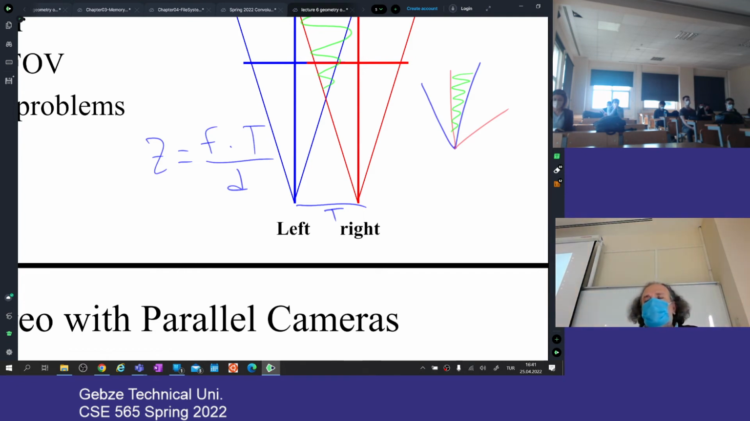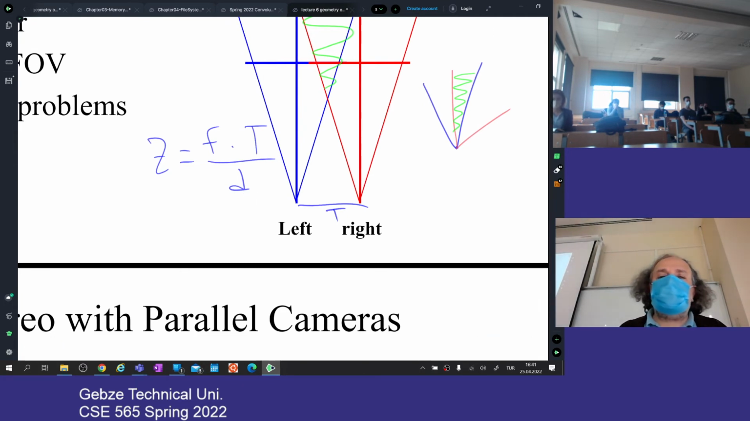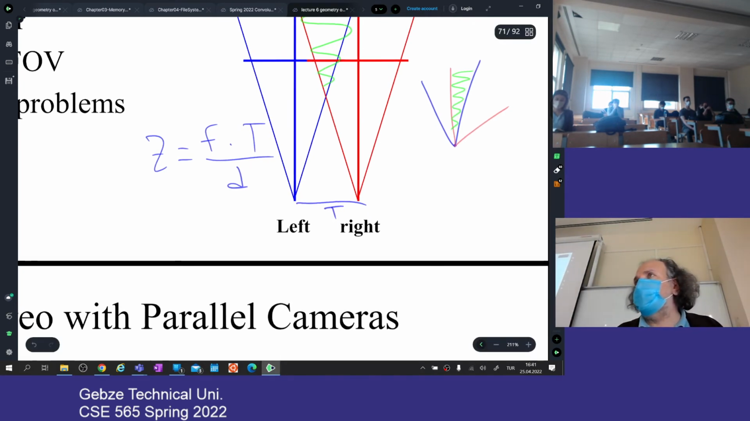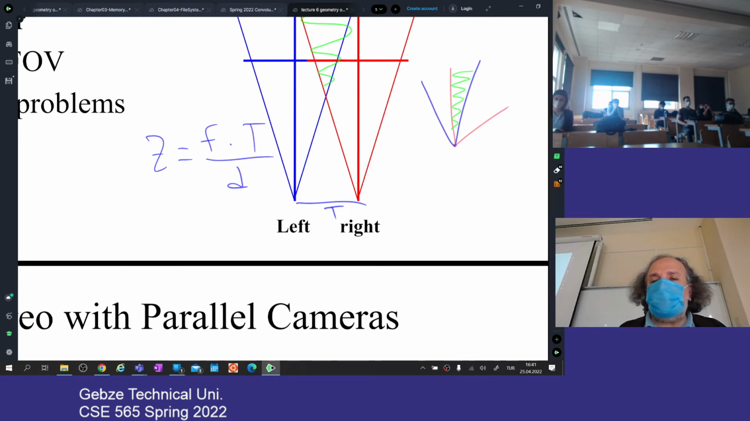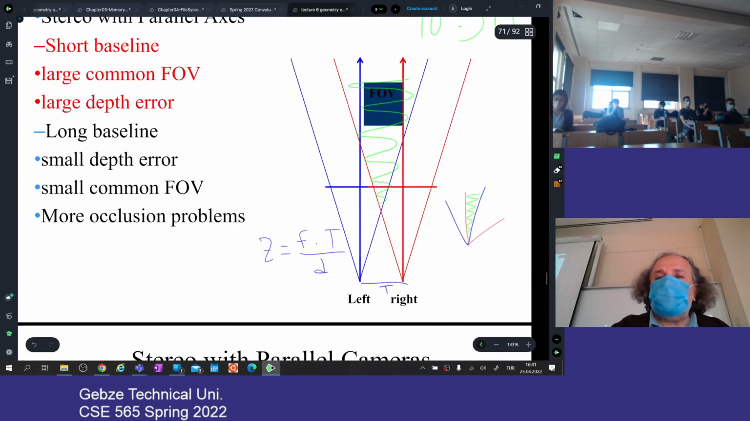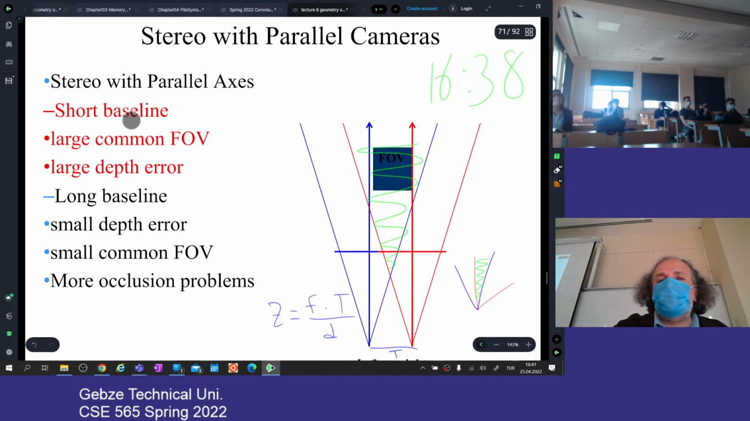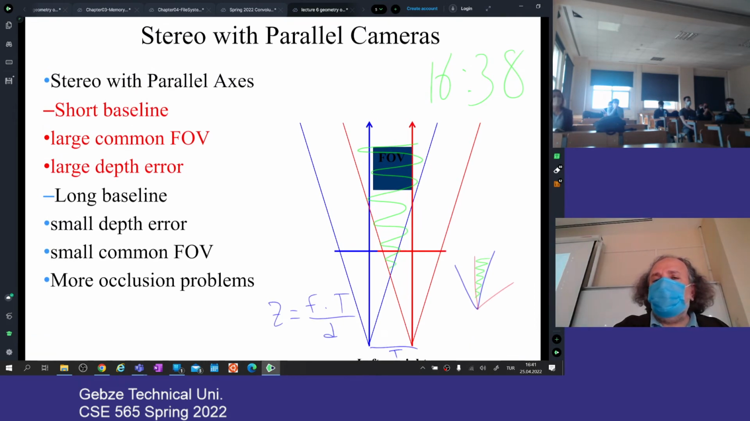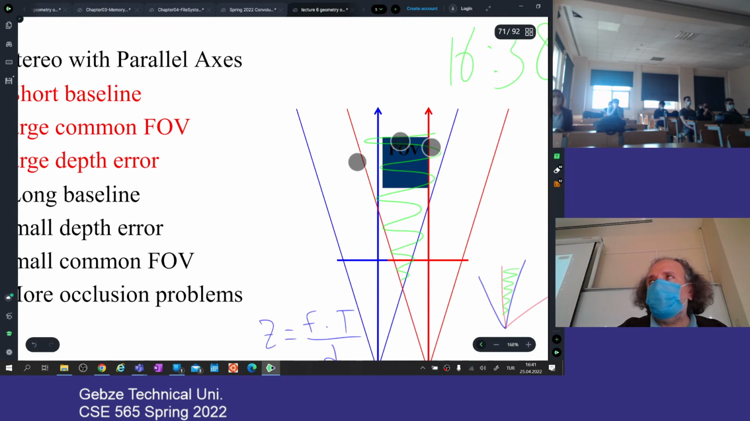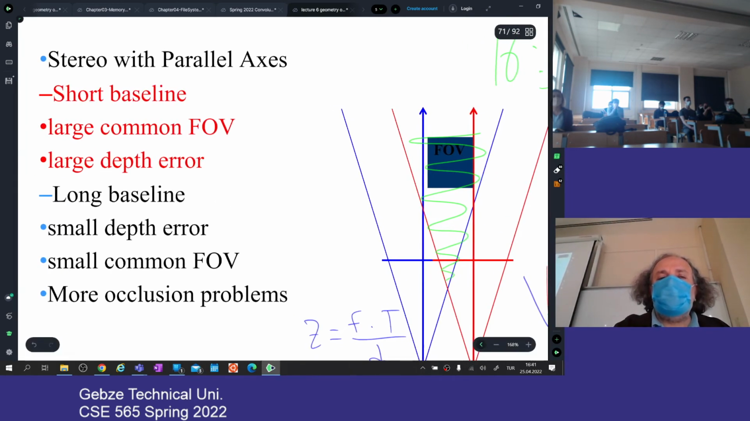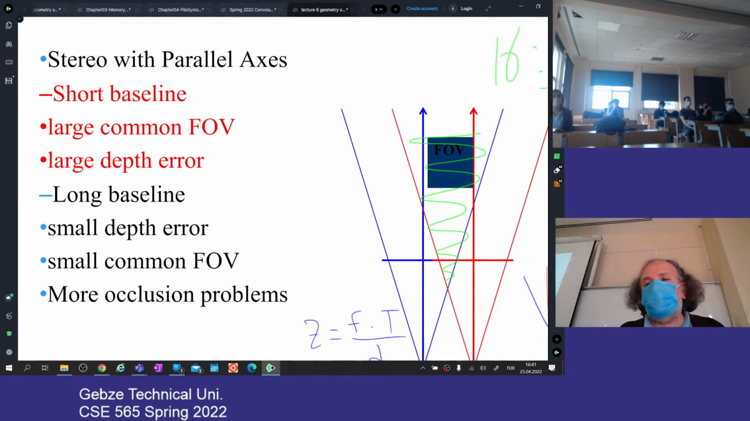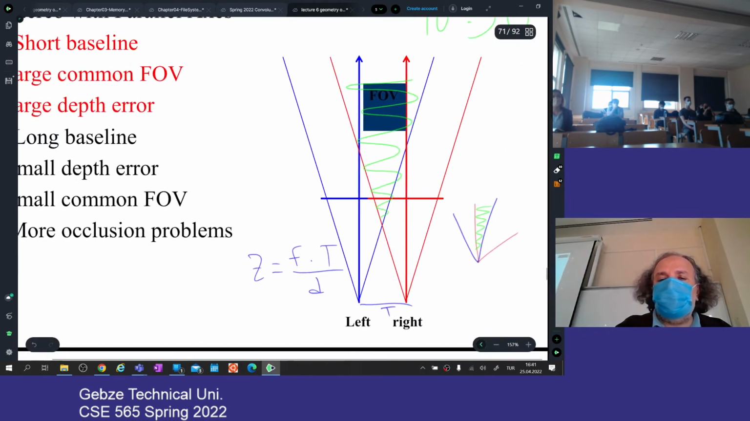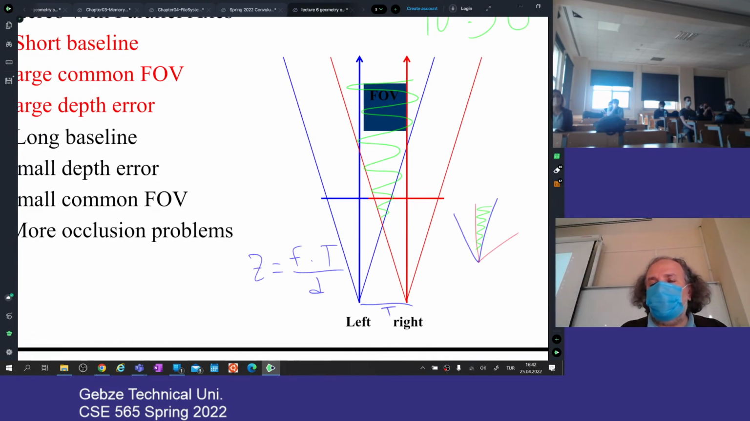I mean, disparity is calculated, right? You calculate your disparity from the images. If you make the smallest error in calculating the D value, since T is very, very small, your Z will get affected a lot. That's why we say that if the baseline is short, we have a nice common field of view, but large depth errors will be the problem. That's the problem with the short baseline.